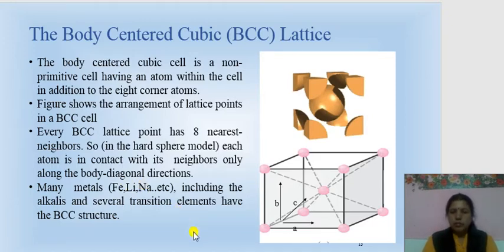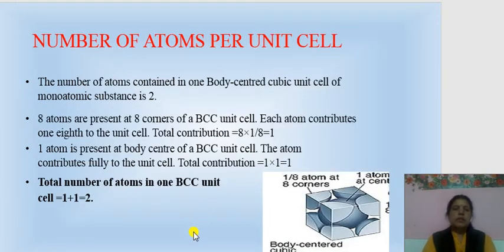First characteristic, number of atoms per unit cell. The number of atoms contained in one body centered unit cell of monoatomic substance is 2. How is it? As in simple cubic, the contribution of the 8 corner atoms, 8 into 1 by 8, is equal to 1, and one atom is at the center. Therefore 1 plus 1 into 1, that is 1, and this 1 and this 1 becomes 2. Therefore total number of atoms in one BCC unit cell equals 1 plus 1, that is equal to 2.